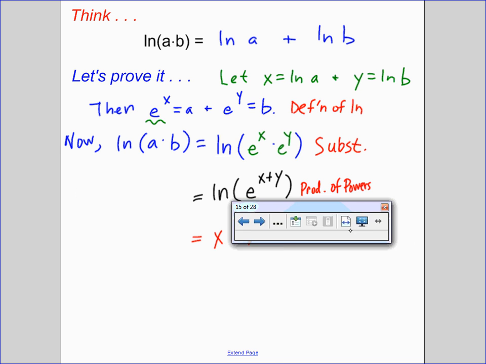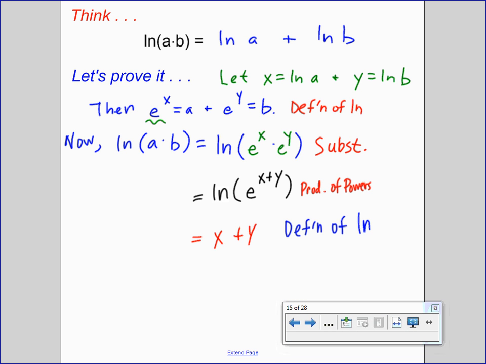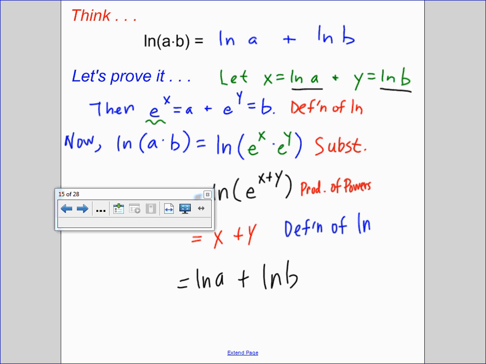And then lastly, what is x? ln of a. And what is y? ln of b. And that's exactly what we wanted. So this was substitution again, and I'm going to put as desired. That's what we wanted to show. We haven't done something like that for a while, but it was sure fun. Don't worry, we get two more chances.